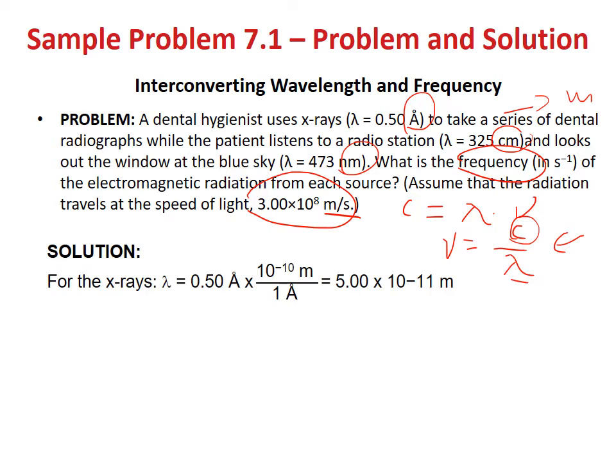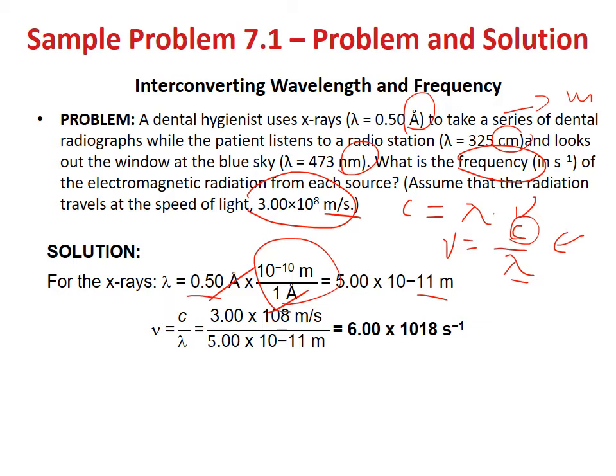So for X-ray, the wavelength is 0.5 angstrom. 1 angstrom is 10 to the negative 10 meter. Using this as a conversion factor, we cancel angstrom, which gives you meters. So the answer is 5 times 10 to the negative 11 meter. Then we plug into the equation, speed of light divided by wavelength, and that gives you 6 times 10 to the 18th power per second.